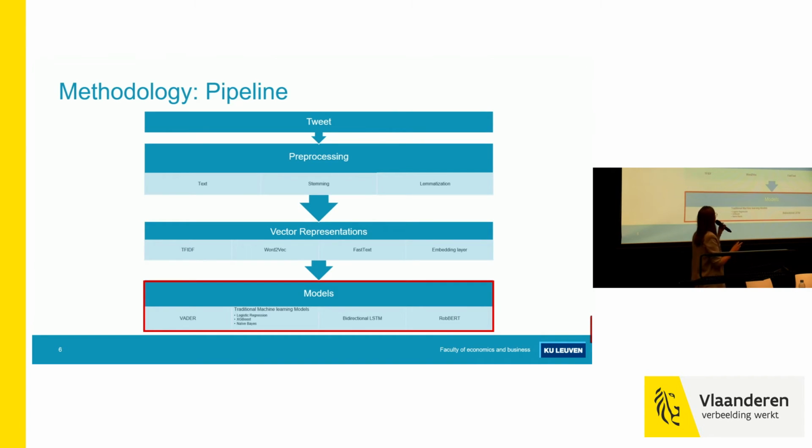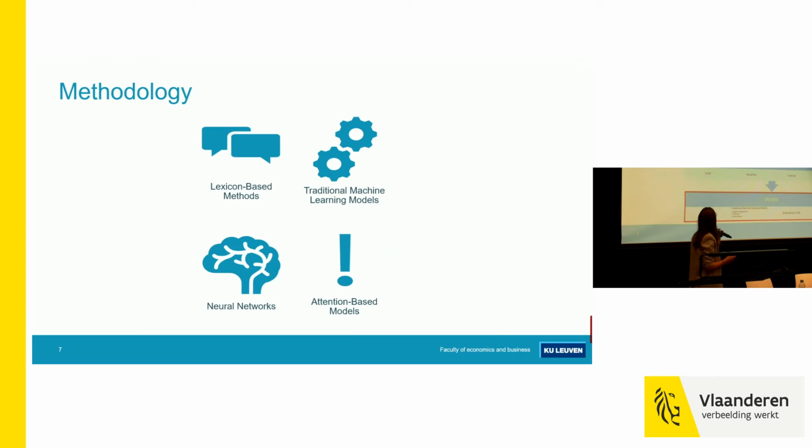And then onto the models. If you have your vector representations, you can put them in the models. And you can see the 4 categories here as well. So Vader is actually the representative that we chose for a lexicon-based category. For traditional machine learning models, we use logistic regression, XGBoost, and naive Bayes. For neural networks, we use the bidirectional LSTM. And then for the attention-based models, we used a fine-tuned RoBERTa version.